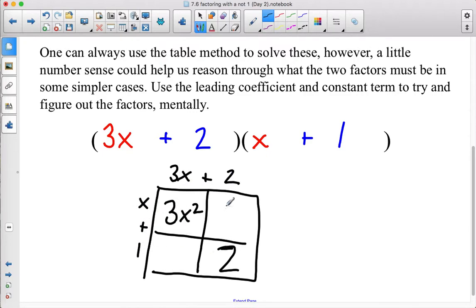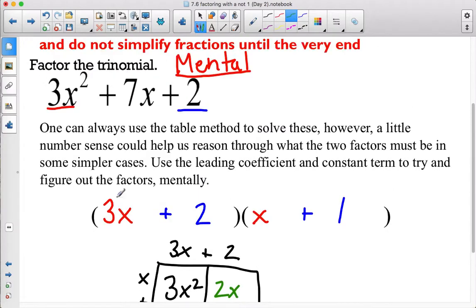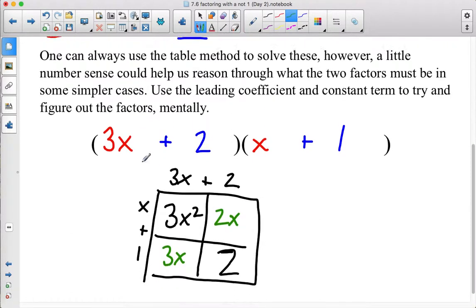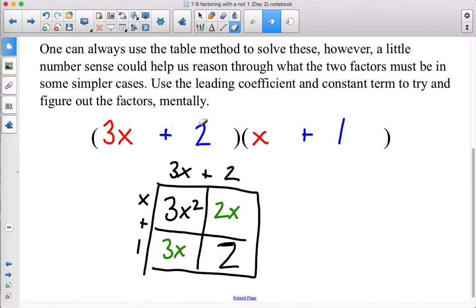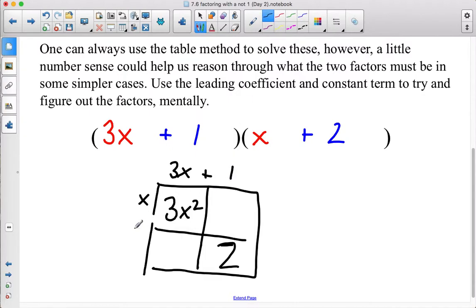I get 3x squared, I get 2, but now we just need to make sure we get the correct middle terms. And when I do that, x times 2 makes 2x, and 3x times 1 makes 3x, but I notice 3x plus 2x makes 5x, and that's not what I had. I needed 7x. So I must have chosen the order of those incorrectly. So instead of it being 2 and 1, it must actually be a 1 here and a 2 here. Then I go back, I'm going to flip these. It must be 3x plus 1 and x plus 2.